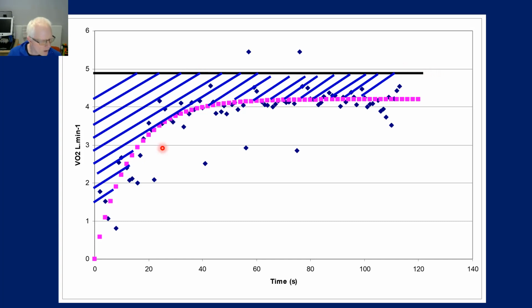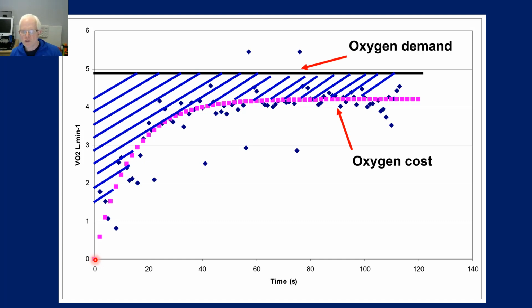It's the difference between what has been consumed and what theoretically would have been consumed. Remember that as soon as the participant starts to exercise, there is an instantaneous increase in the ATP turnover rate. And that ATP turnover rate corresponds to the amount of ATP needed to exercise at 120% VO2 max, whatever that wattage is. It doesn't reflect the total amount of oxygen, it just reflects the amount of ATP. So the top line is the oxygen demand, the bottom line, the pink line, is the oxygen cost.